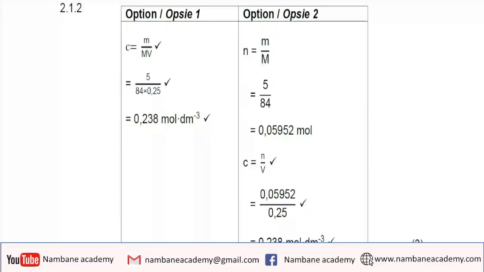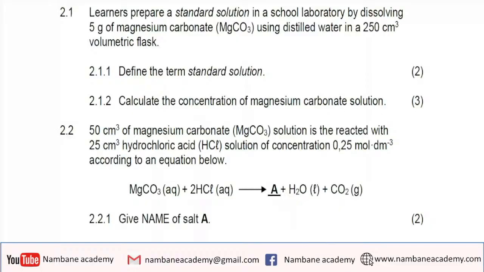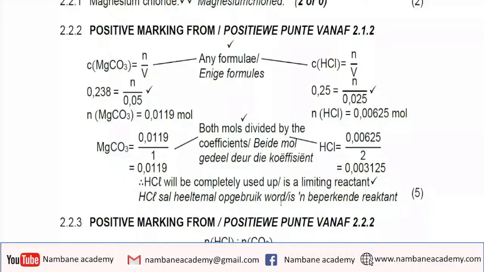Magnesium chloride. And 2.2.2 says you must use a calculation to determine the reactant that will be completely used up. And on the memo stands the formula of concentration. We are doing these calculations twice. As such, we have afforded this formula a mark yet again, 1 mark for either side that you see, either for magnesium carbonate or for hydrochloric acid.